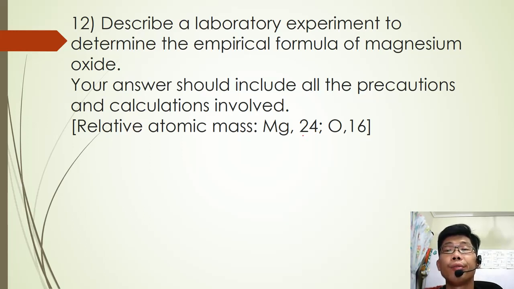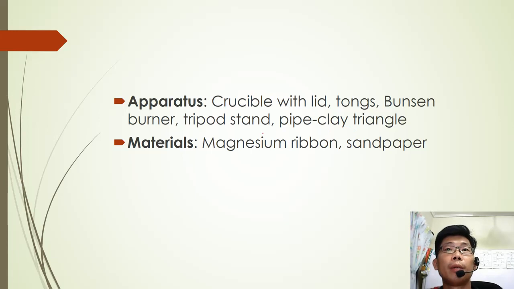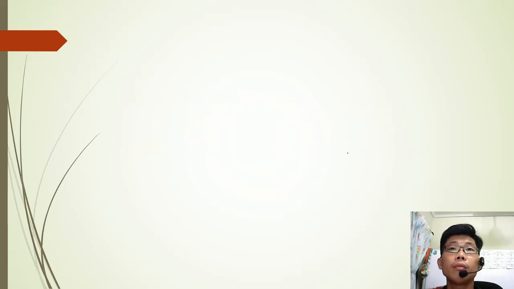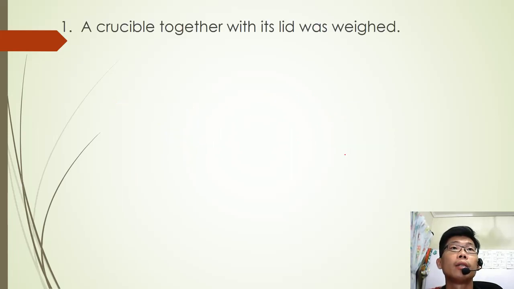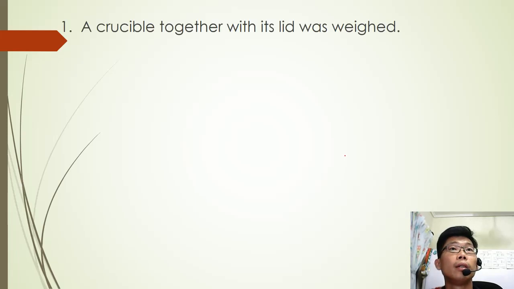So we start with apparatus and the materials first. So first apparatus we need to use is a crucible with the lid, tongs, Bunsen burner, tripod stand, pipe clay triangle. And the material used here will be magnesium ribbon and the sandpaper. So let's look at the procedure. A crucible with its lid was weighed.